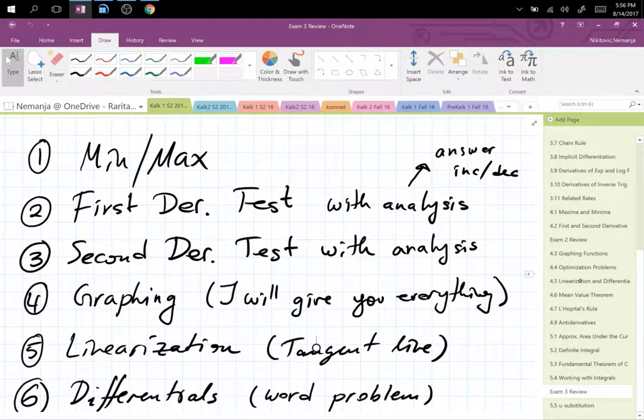Now graphing is going to be the problem where you are given everything and you are supposed to put all of those into one graph.